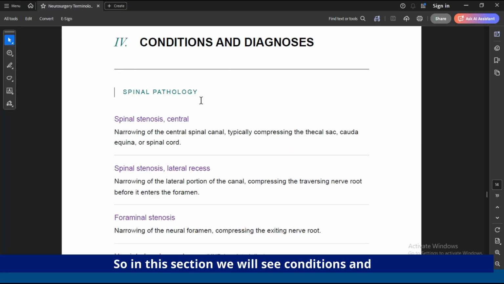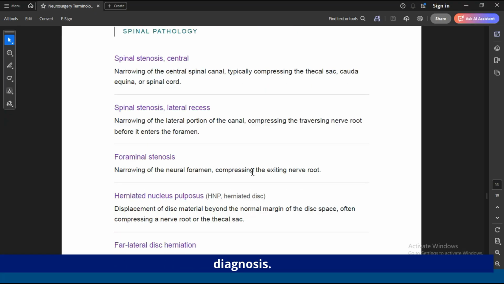So in this section we will see conditions and diagnosis. Spinal stenosis, central. Narrowing of the central spinal canal, typically compressing the thecal sac and cauda equina or spinal cord. So that is the central spinal stenosis. Spinal stenosis, lateral recess. So narrowing of the lateral portion of the canal, compressing the traversing nerve root before it enters the foramen. So what is important here? Central spinal stenosis is compressing the thecal sac, cauda equina or spinal cord. So lateral recess is compressing the nerve root before it enters the foramen.